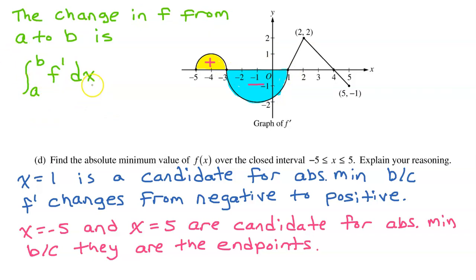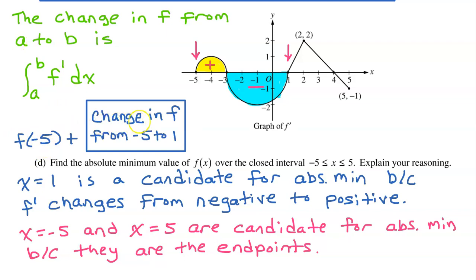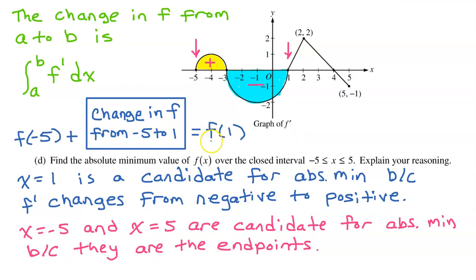Here's the other thing you need to know. The change in f from a to b is the integral of f prime from a to b. If we pick -5 as the starting value and +1 as the ending value, we should be able to build an equation relating the starting value, the ending value, and the change in between. Let's start with the value of f at -5. If we then add the change in f from -5 to 1, this should equal the value of f at 1. This makes sense if you think about it for a minute.